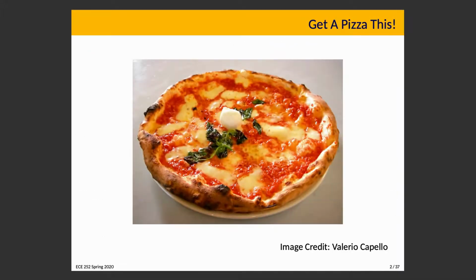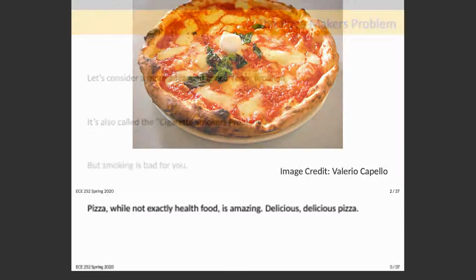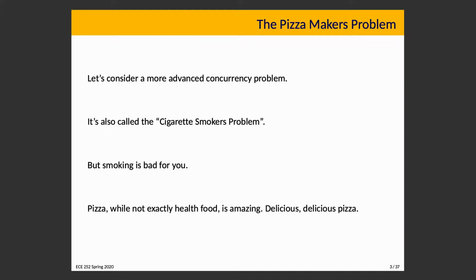So the first one is the pizza maker's problem. In the book it's called the cigarette smoker's problem, but smoking is bad for you. Pizza, well, not exactly health food, is amazing. Delicious, delicious pizza. So that's actually the one that we are going to focus on first, and we'll call it the pizza maker's problem. But if you see it elsewhere, it's called the cigarette smoker's problem. And the items that are needed are slightly different, but the idea is effectively the same.